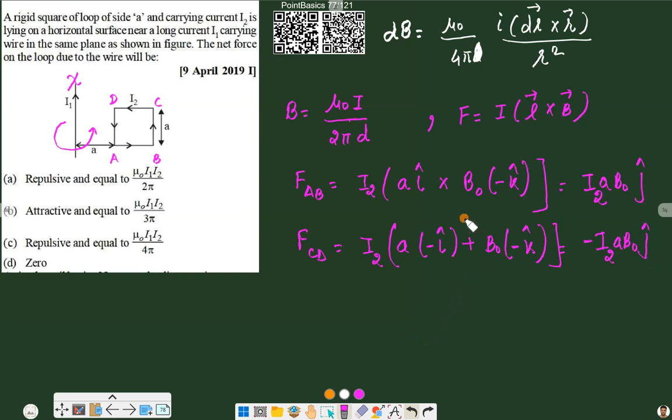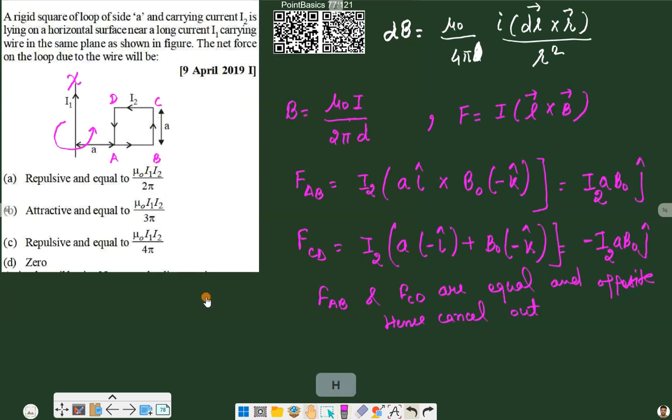If we compare these two values, we can easily find out that both of these forces are equal and opposite. So FAB and FCD are equal and opposite, hence cancel out. So forces acting on AB and CD will cancel each other out. Now coming to the force acting on AD and force acting on the CB.